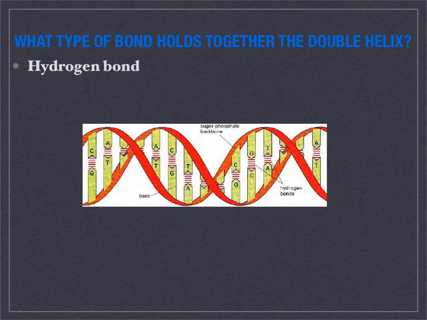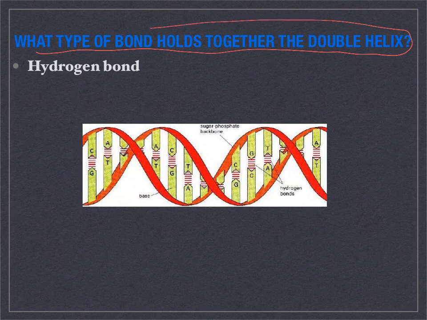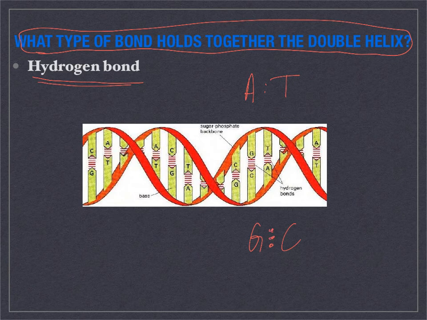Okay, the type of bonds that hold together the double helix, meaning holds the one DNA strand to the other, is hydrogen bonds. Okay, hydrogen bonds are formed between adenine and thymine, and between guanine and cytosine. Now I'm putting the number of hydrogen bonds because that's what happens. Adenine and thymine are held together by 2 hydrogen bonds. Guanine and cytosine held together by 3 hydrogen bonds.